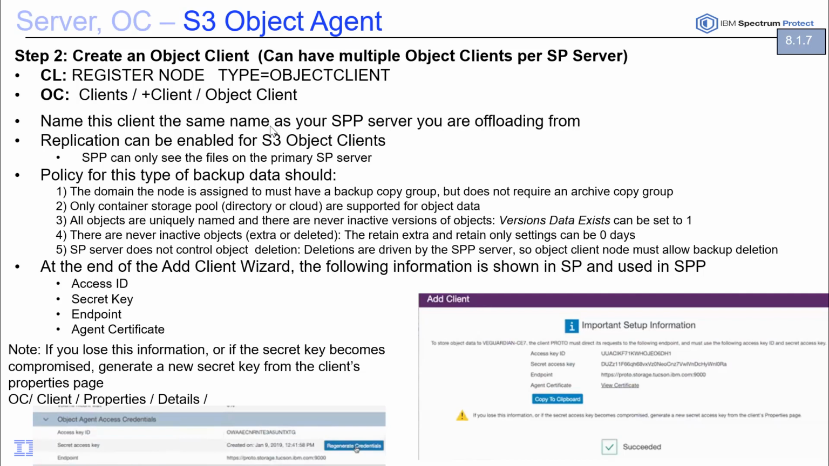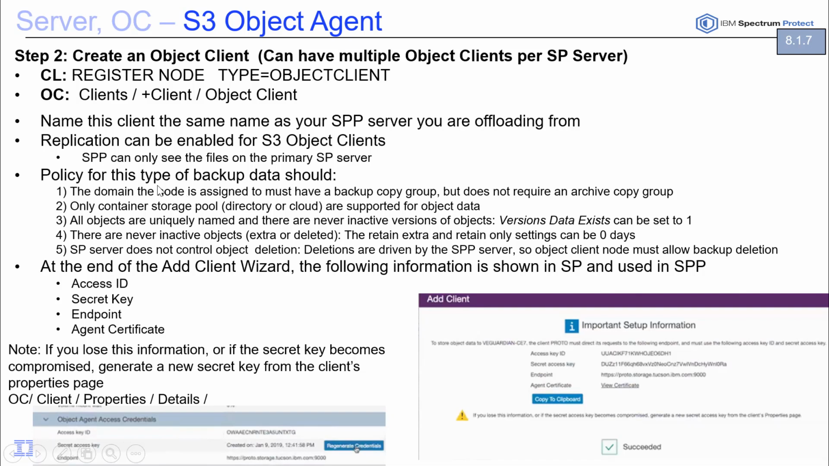Thus, if you're offloading from multiple Spectrum Protect Plus servers, you'll have one object client for each of your Spectrum Protect Plus servers. You can enable the replication of the data that's being offloaded. Just one thing to note is that when you do a restore from Spectrum Protect Plus, it can only see the files on the primary Spectrum Protect server.